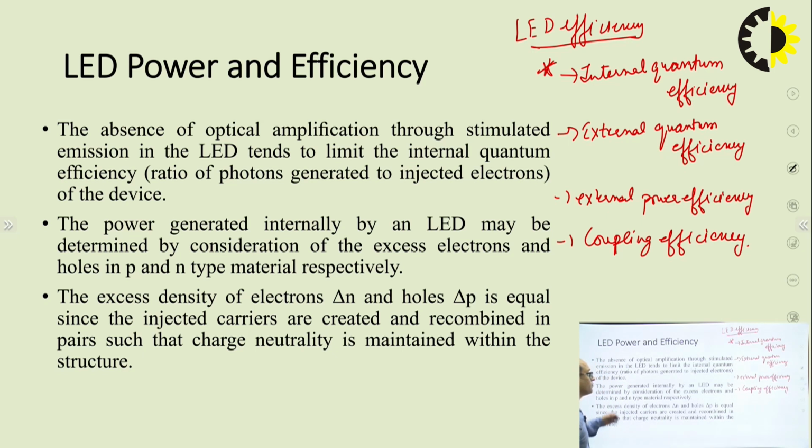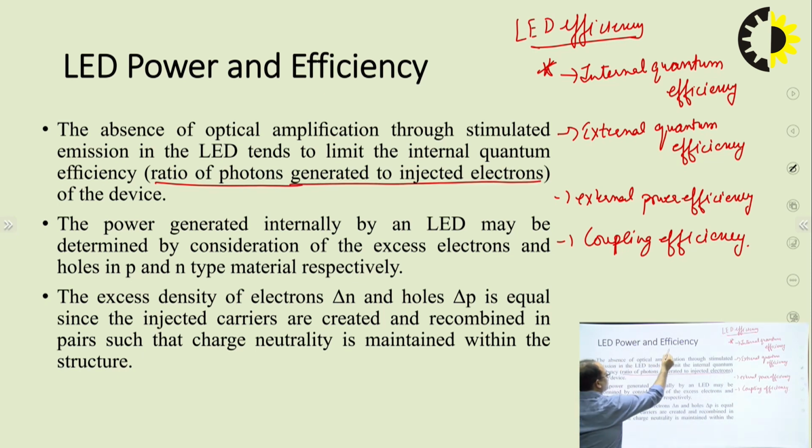So first we will talk about the internal quantum efficiency. Internal quantum efficiency is defined as the number of photons generated internally to the number of electrons supplied into the device. Clear? So this internal quantum efficiency is the ratio of photons generated to the injected electrons.